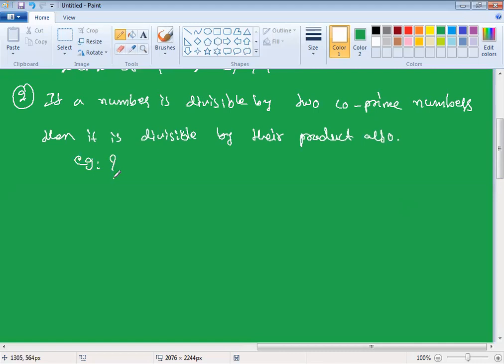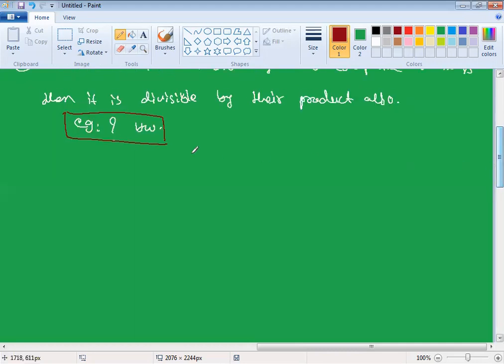Example for you is homework. I gave you already about co-prime numbers. Just take any two co-prime numbers, find the product, and check the number which is divisible by the two co-prime numbers. It is clearly divisible by the product also. Third one, since we have no time, after completing this class, join again. Don't waste time. And the third one is what?